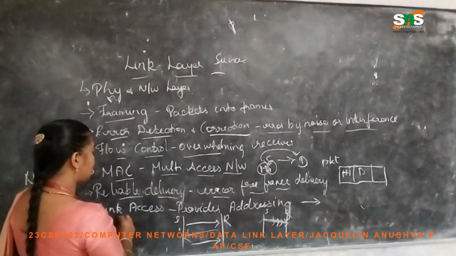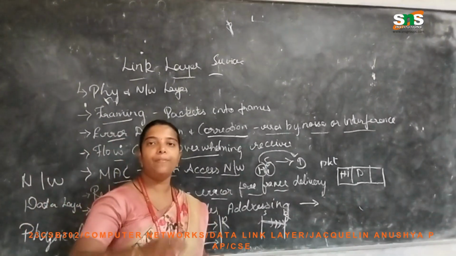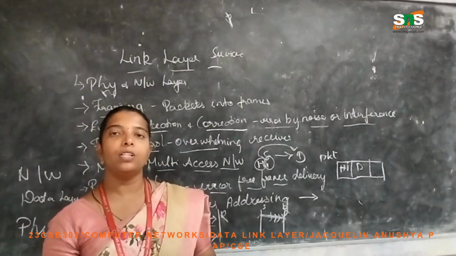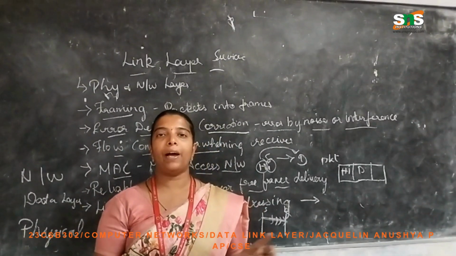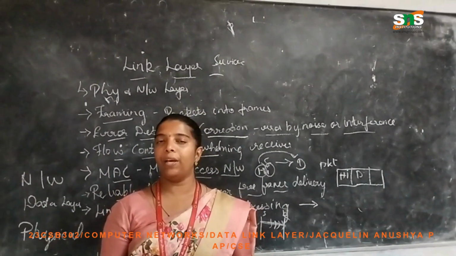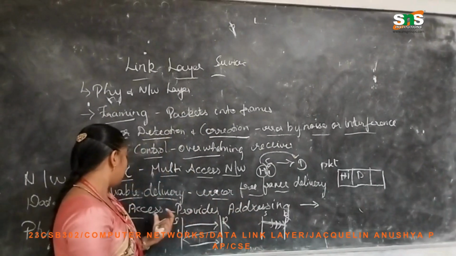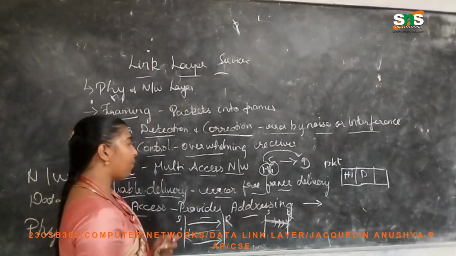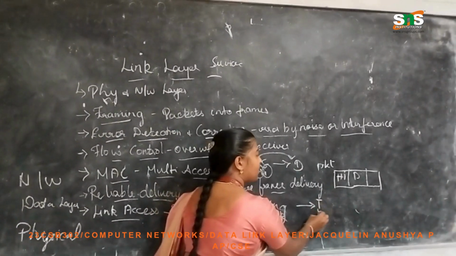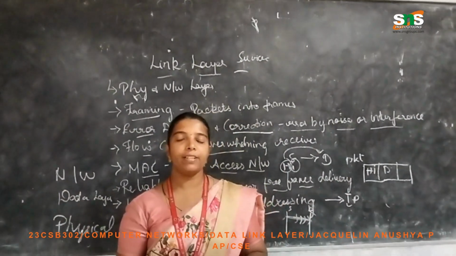The last is your link access. This link access is nothing but the IP addresses which we are providing. As we learned in the first unit, each system has a MAC ID and an IP address. In that way, this link access can be provided. Your IP address will be an example of this. We will see the rest in the next classes.